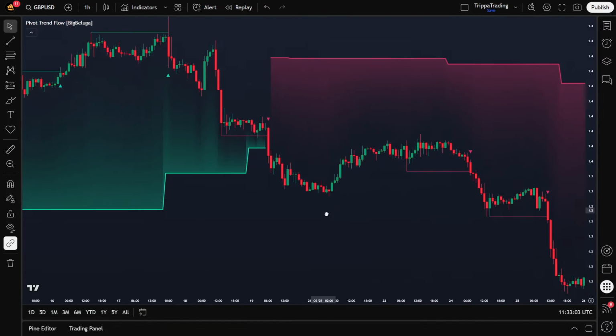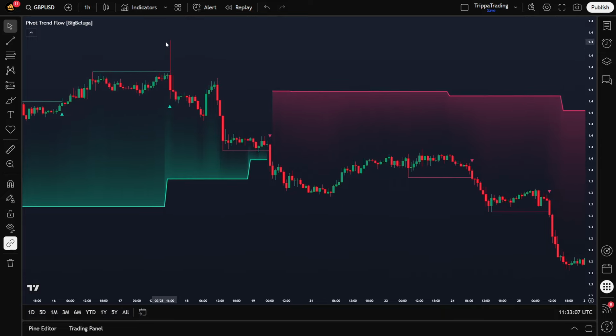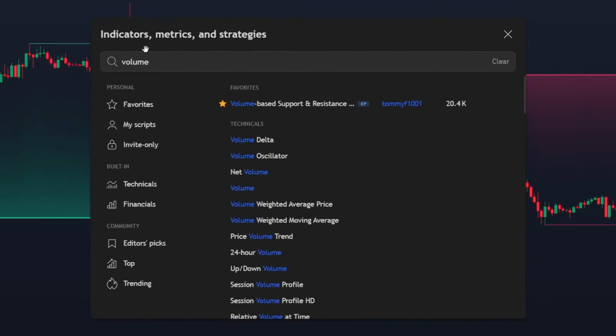But we're not taking every single signal blindly. We're going to add one more simple but powerful confirmation, volume. So go to Indicators tab again, type volume, and add the built-in one. Add it to the trading chart.